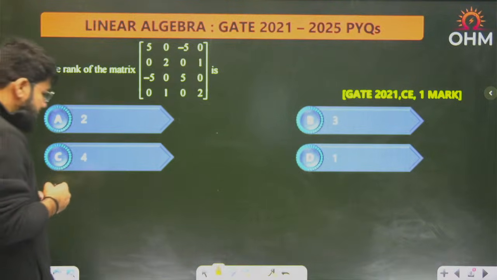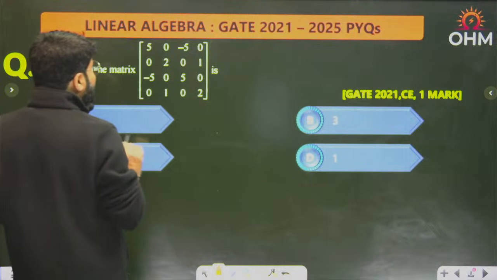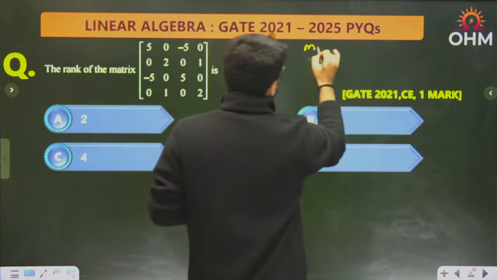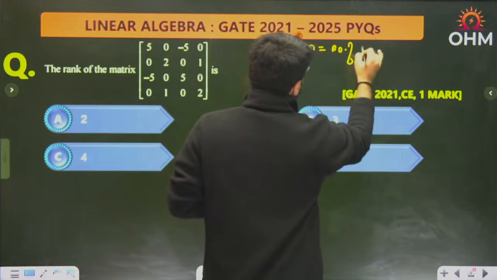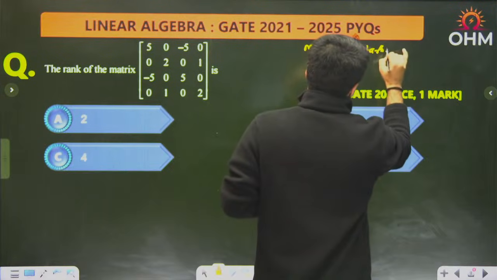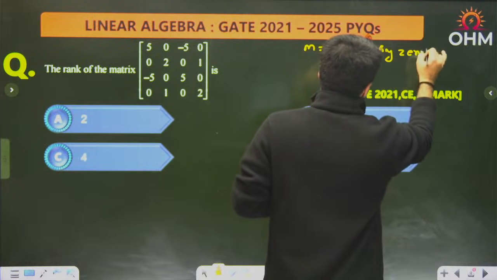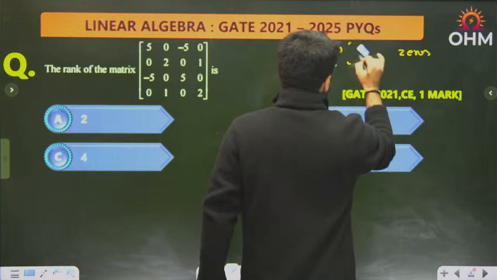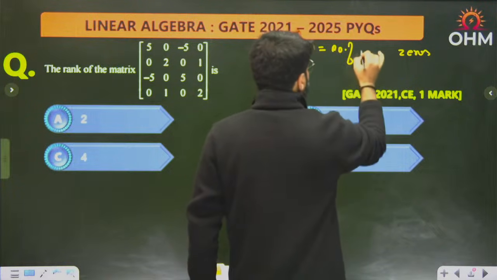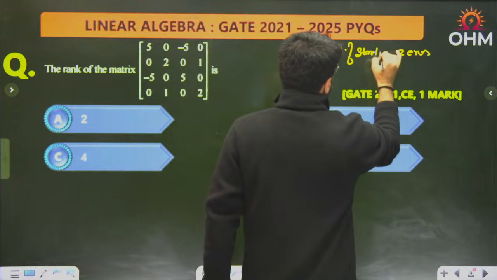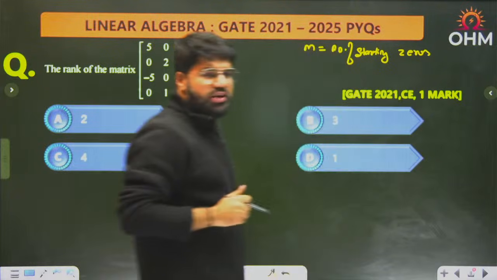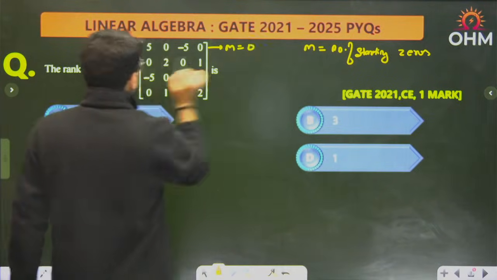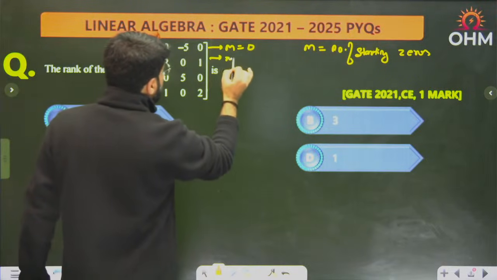See, row echelon form, you see here how many starting zeros. I'll define here, suppose M is the number of starting zeros. Let M be the number of starting zeros. So how many starting zeros in this row? 0. But here I have a starting 0 which is equal to 1.